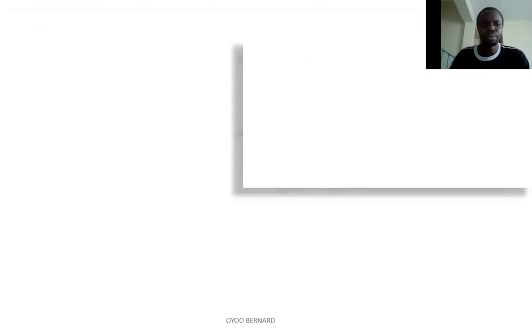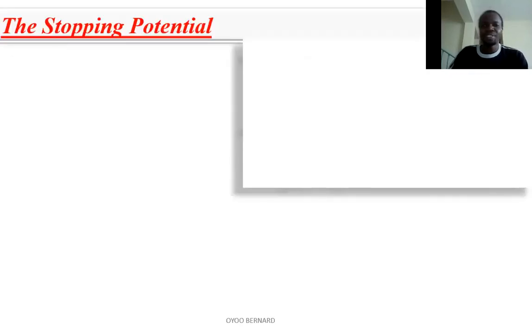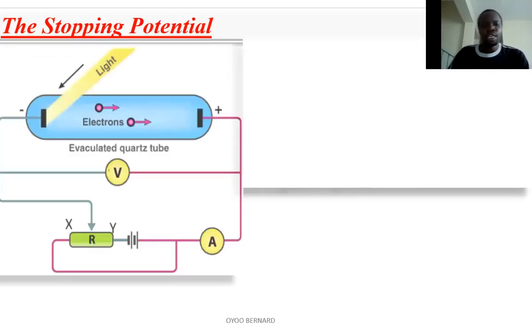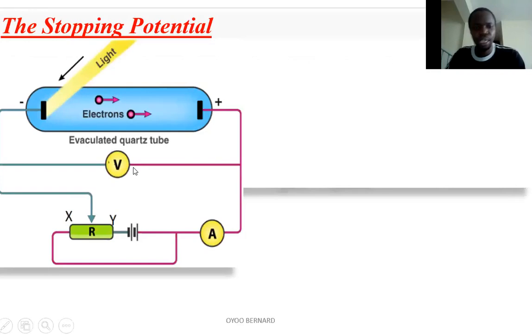Now, I want us to move to something known as stopping potential. Diagram, just like what we had there. So this is a potential divider. Then those are the radiations. So we have light, electrons ejected. They move to the positive terminal here, the anode. Then we have connected a voltmeter across the terminals of the apparatus.